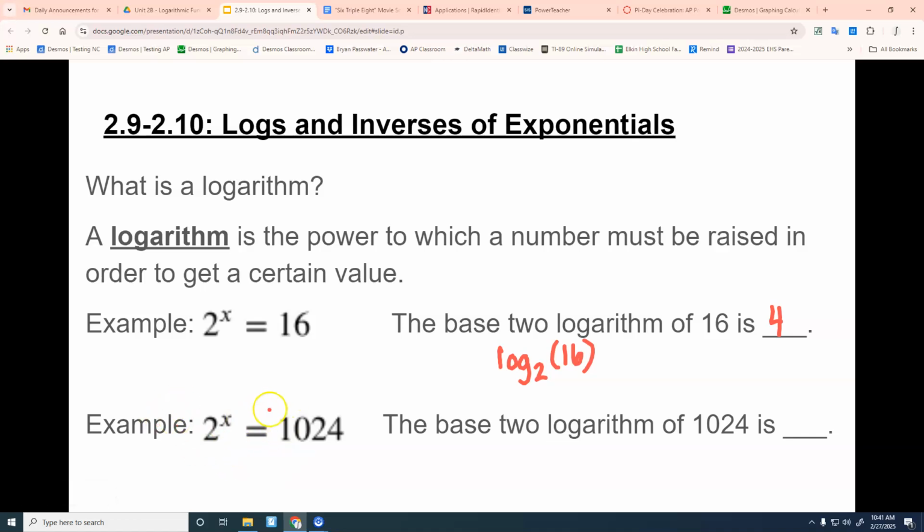So if I have something here, I've got like 2 to what power equals 1024. This is the base 2 logarithm of 1024. So whenever you're seeing log base 7 or 10 of something, the base number is the number you're raising to a power, and the number you're taking the log of is the answer for that.